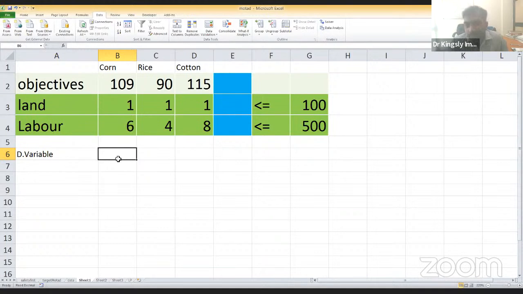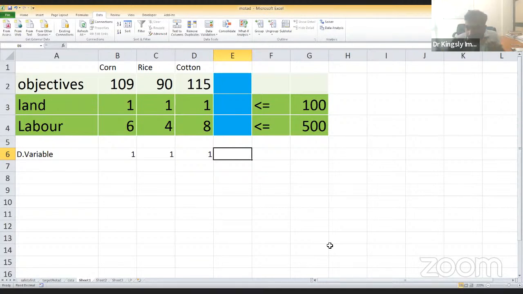What is the decision variable? Decision variable is what the solver in Excel gives me: how much area should be allotted, the magnitude of the decision variable it is going to show after solving. We have not introduced any formula right now. Let us first put 1 hectare under corn, 1 hectare under rice, 1 hectare under cotton. I just need to write the formula. So let us allocate 1 hectare under each crop.